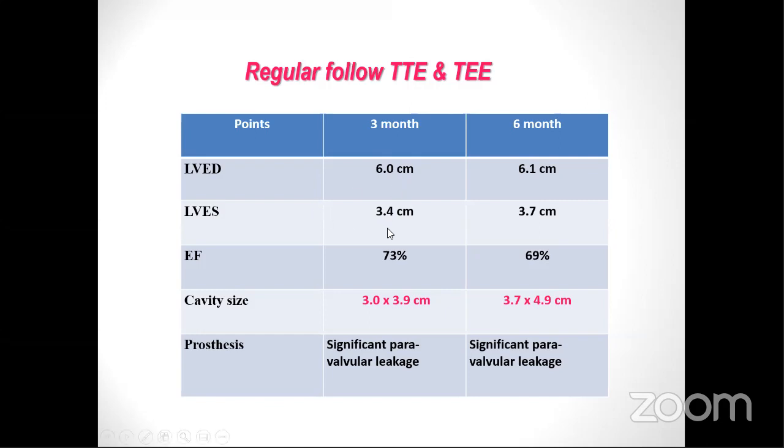Left ventricle in systolic dimension was 3.4 and increased to 3.7. The ejection fraction was 73% and it dropped to 69%. And the cavity size started to increase from 3 by 3.9 to 3.7 by 3 by 4.9. The prosthesis started to show more significant paravalvular regurgitation.